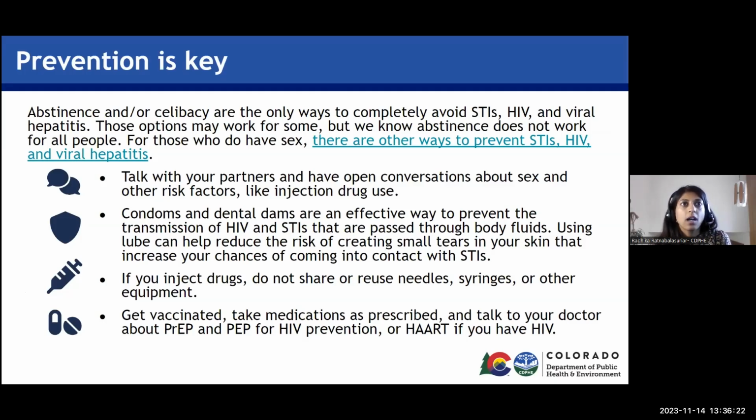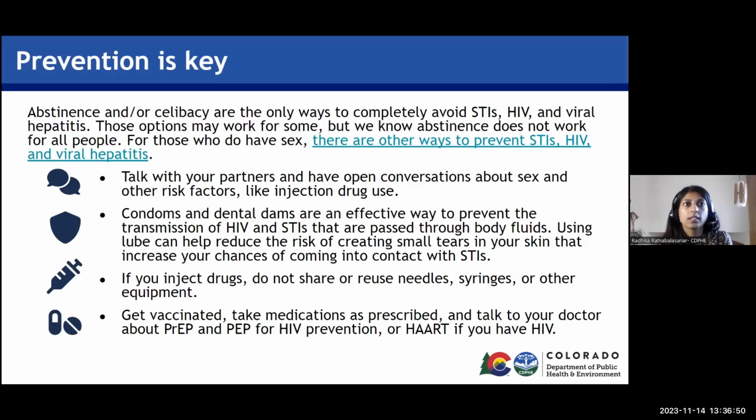We recommend you talk with your partners and have open conversations about sex and other risk factors like injection drug use. We recommend condoms and dental dams as an effective way to prevent the transmission of HIV and STIs that are passed through body fluids. Using lube can also help reduce the risk of creating small tears in the skin that could increase your chances of coming into contact with STIs.